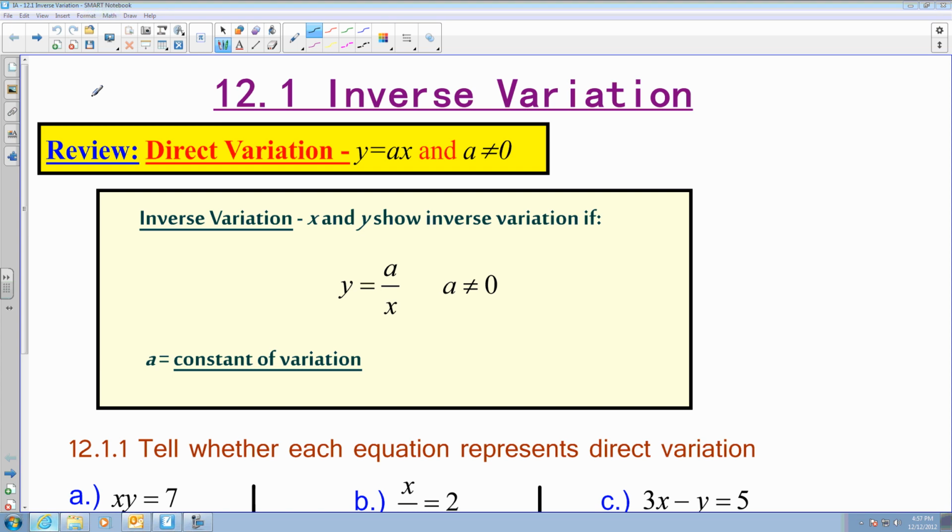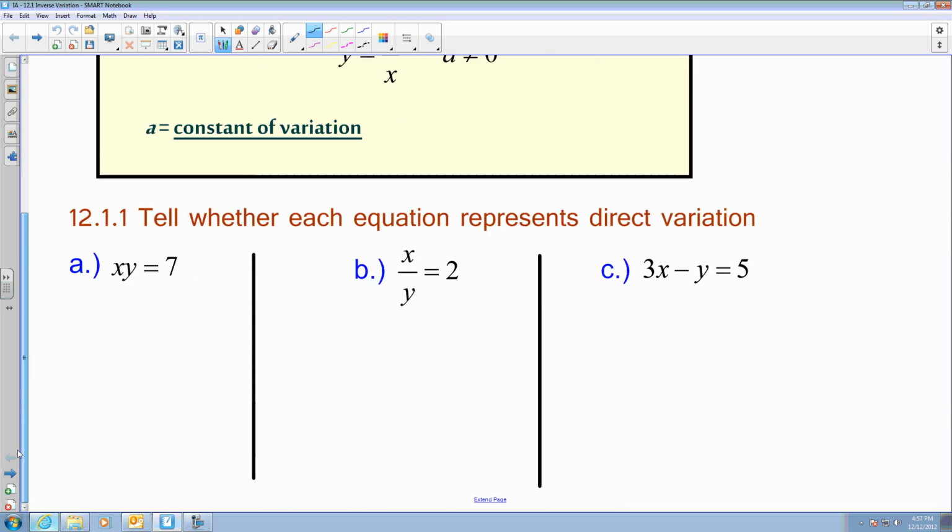So the inverse variation is where x and y show inverse, and the general equation is shown as y equals a divided by x, where a does not equal 0. So to start with, this will help you with your assignment, I want to find out whether each example is either a direct variation, an inverse variation, or neither.